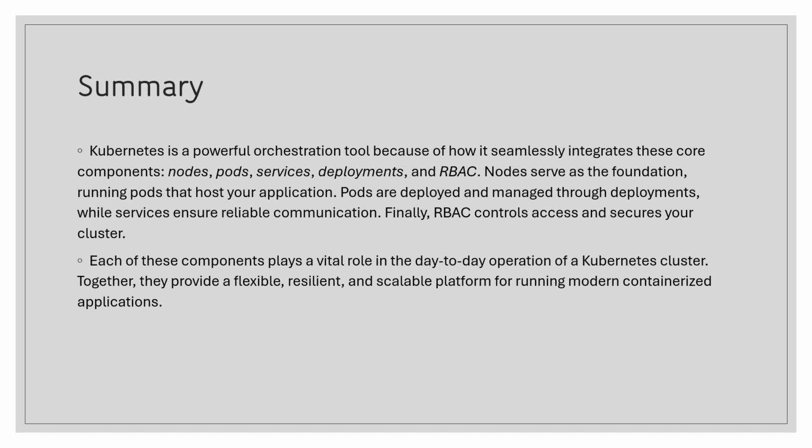Conclusion. Putting it all together, Kubernetes is a powerful orchestration tool because of how it seamlessly integrates these core components: nodes, pods, services, deployments, and RBAC. Nodes serve as the foundation, running pods that host your application. Pods are deployed and managed through deployments, while services ensure reliable communication. Finally, RBAC controls access and secures your cluster. Each of these components plays a vital role in the day-to-day operation of a Kubernetes cluster. Together, they provide a flexible, resilient, and scalable platform for running modern containerized applications.